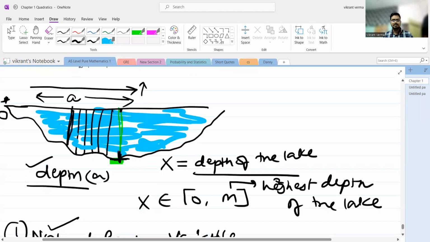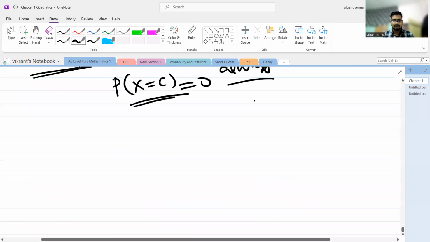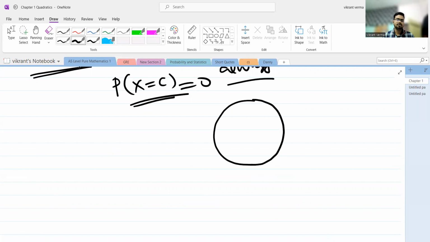There is one more intuitive example to consider. For example, if this is a circular board on which some shooter is shooting, maybe practicing for the Olympics.